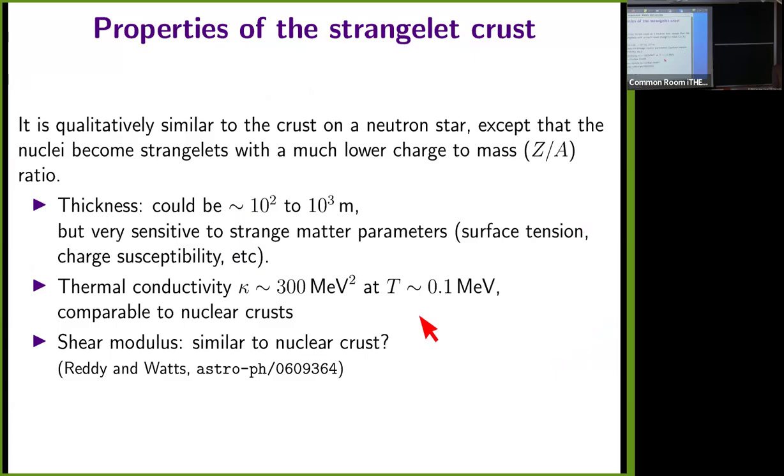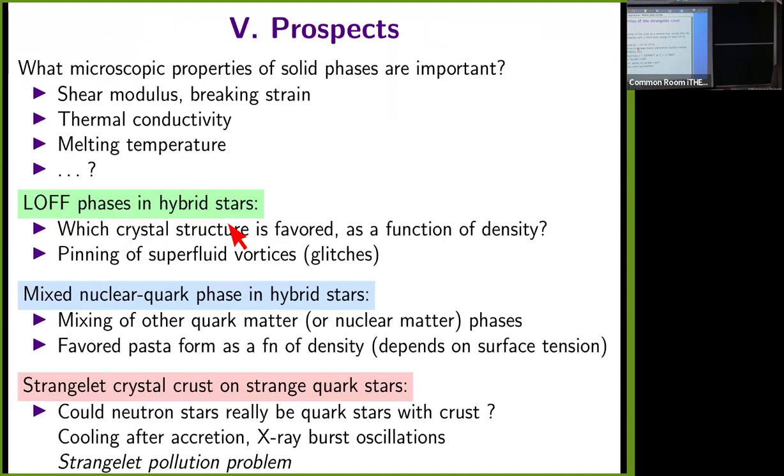This strangelet crust is basically like the nuclear matter crust, except the strangelets have a lower charge-to-mass ratio, because they've got strange quarks in there that can help you achieve neutrality without electrons. Otherwise, some of their properties are not so different from nuclear matter crusts. And it raises the question of whether a strange star with a strangelet crust could imitate an ordinary neutron star, so that you wouldn't be able to tell the difference observationally.